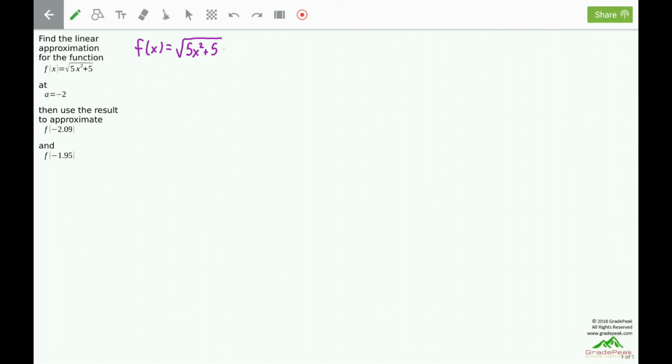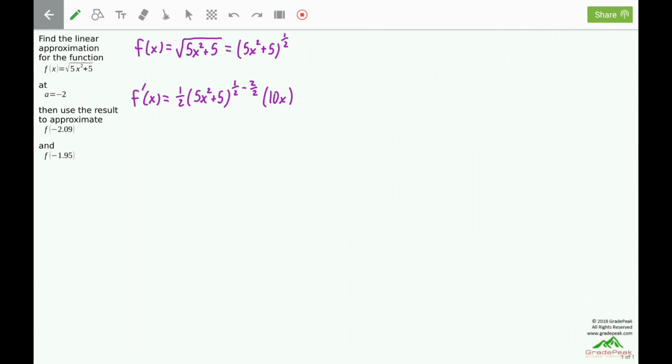But before we take the derivative, let's rewrite this as a fractional exponent. It's 5x squared plus 5 to the 1/2 power. The derivative f prime of x, we'll start with the power rule, bring the power down, leave the inside alone, subtract 1 from the power, I will call that 2/2, and then multiply by the derivative of the inside. The derivative of 5x squared is 10x, the derivative of the 5 is a 0.